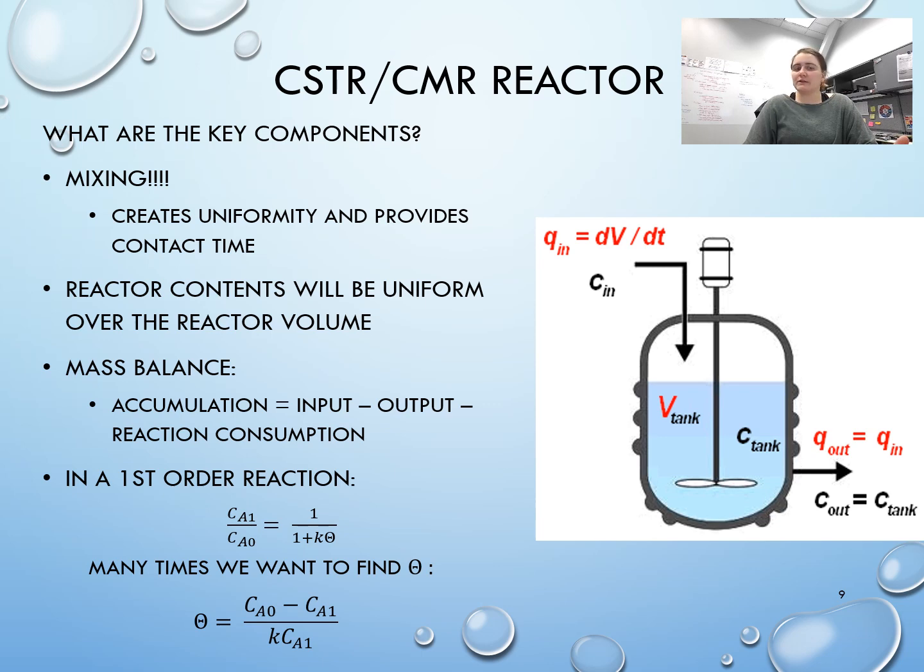For the mass balance, unfortunately, there's nothing that we can cancel in terms of terms, so you have to take into account accumulation, input, output, reaction, consumption. And if it's a first order reaction, it looks a little bit different. There's a ratio of concentration leaving to concentration coming in, and that's related to 1 over 1 plus the reaction rate constant, K, times that theta value, which is that retention time. And again, many times that retention time is what we want to find. So I have the equation rearranged here to solve for that retention time, because many times that's what we're looking to solve for.